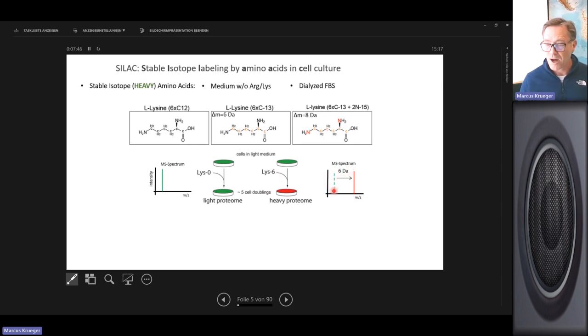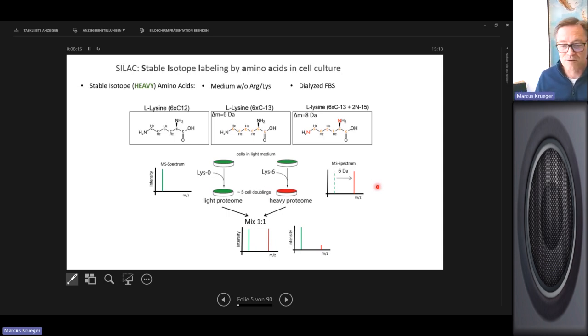So the green peak will disappear, and then we have basically a 6 Dalton heavier peptide peak. And this is true for all peptides which are labeled with lysine 6. And then, of course, as I said, we mix these two samples together, and in case we have equal peptide and protein concentrations in these two samples, we would have a 1-to-1 mix, right? However, if there is something wrong with a certain peptide in the heavy proteome, we might see a reduced intensity of that peptide or an increased intensity, right? So this is always a relative quantification.